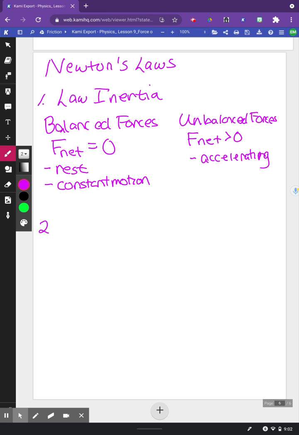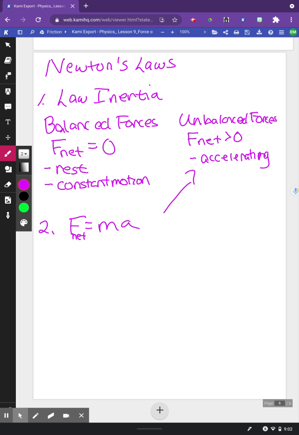Our second law is the relationship between force, mass, and acceleration. And so that's where we have force equals mass times acceleration, or more specifically, F net equals mass times acceleration. So we can use second law when we have a situation like this one, where we know what the F net is, we know what the mass of our object is, we can actually find out what the acceleration looks like. So we can use Newton's second law to find that missing piece.